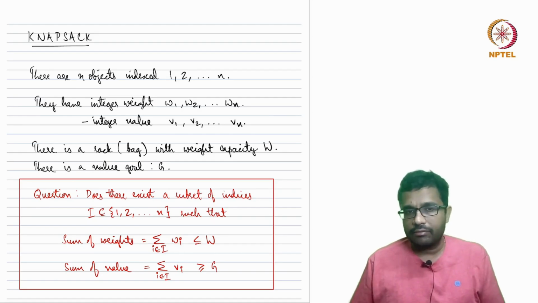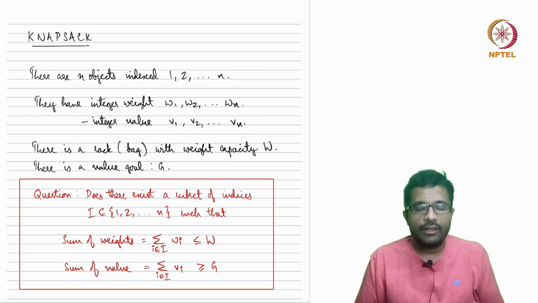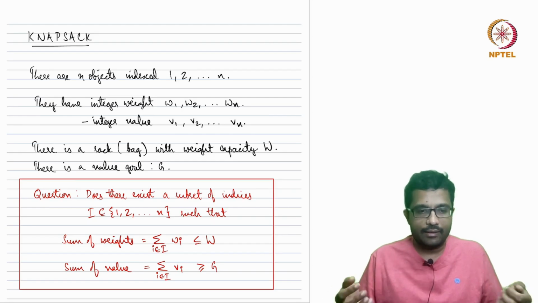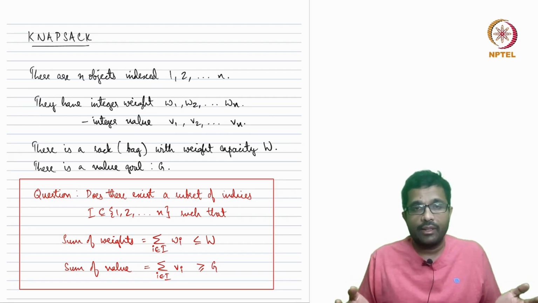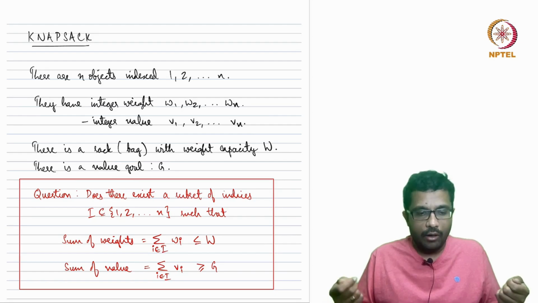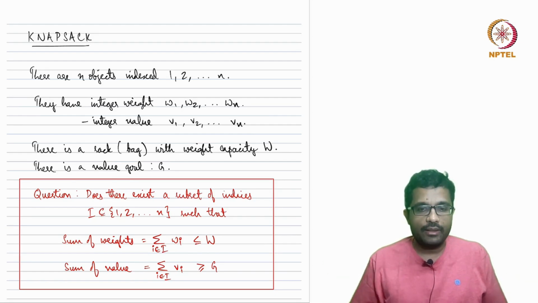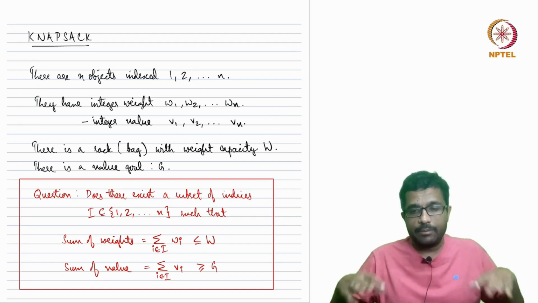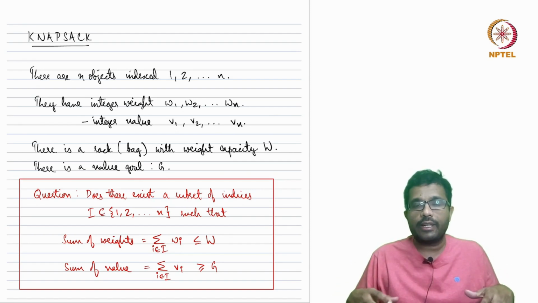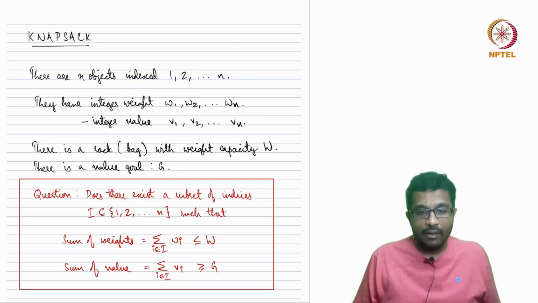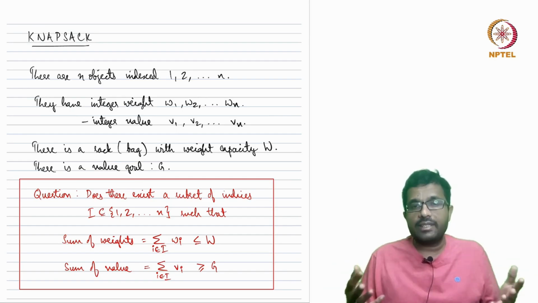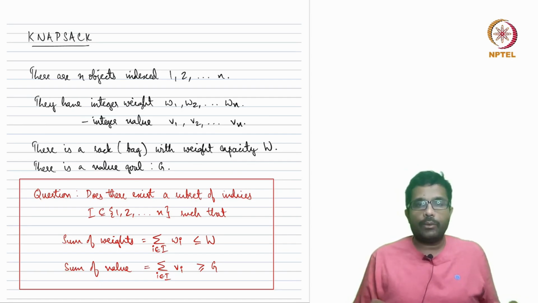However, the bag is kind of old or torn, and any bag has a physical capacity. It will not be able to hold more than a certain capacity. So it cannot hold items whose weight is more than something. The goal of the thief should be to pack as many items as possible such that the weight does not exceed the weight capacity, and we want to maximize the value of the items in the bag. So this is the requirement.